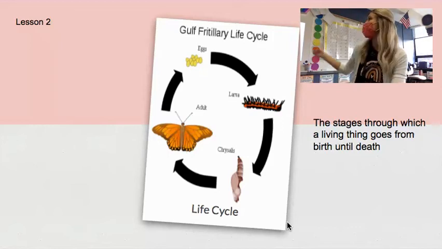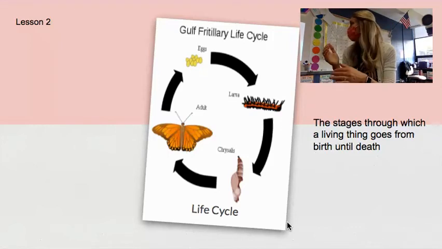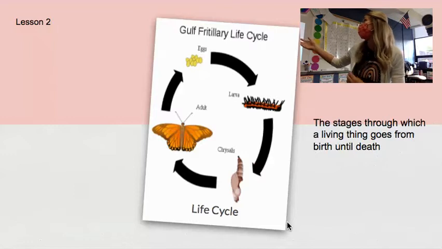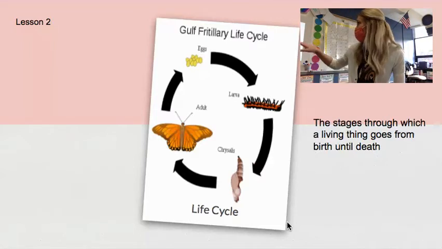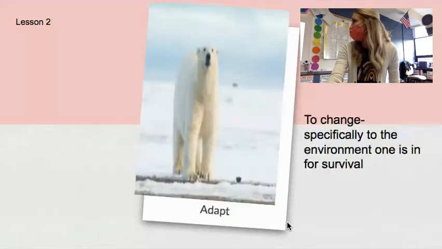This is that quick example of a Gulf fritillary. It's just an example of a type of butterfly and its life cycle. So that's why we put that image up there.